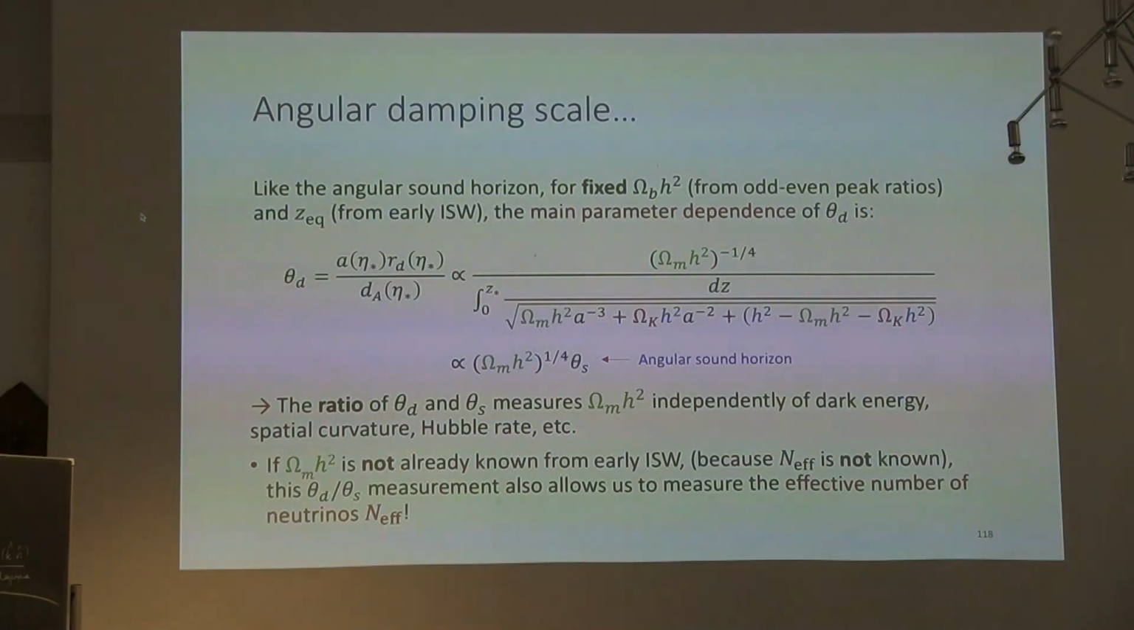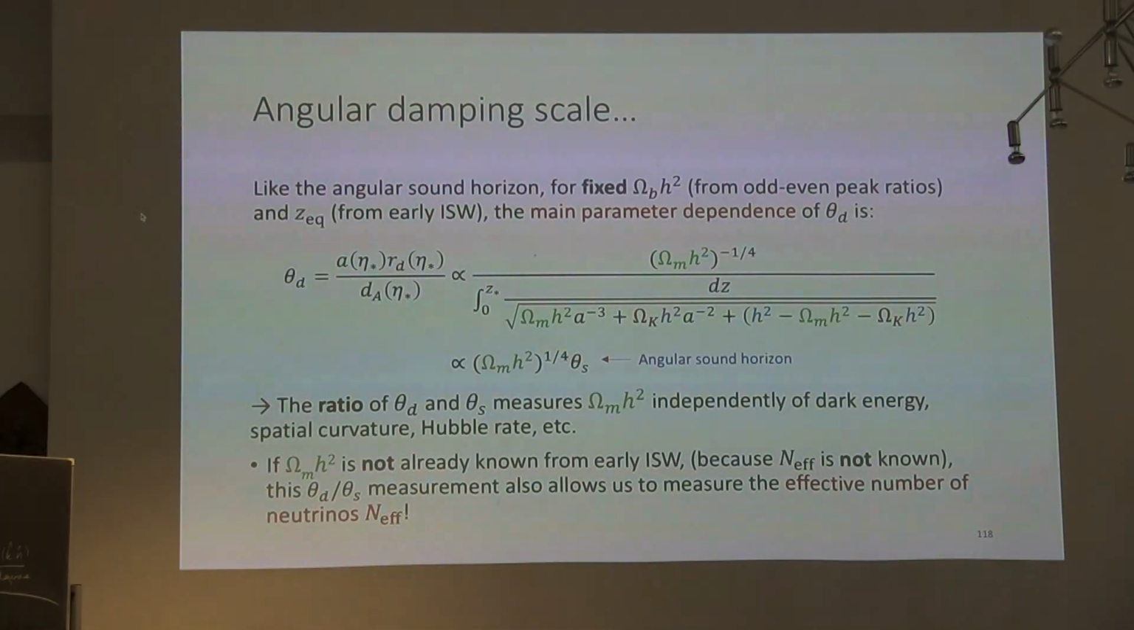Now, the angular damping scale is defined similarly to the angular sound horizon. So you take the damping diffusion scale that I briefly showed earlier, and you divide that by the angular diameter distance to the last scattering surface. And again, you can ask what is the parameter dependence of this theta_d. What you find is that it depends on omega_m h squared, omega_k, h, etc. So it's a similar set of parameters, but in a slightly different way compared with the parameter dependence of the angular sound horizon.